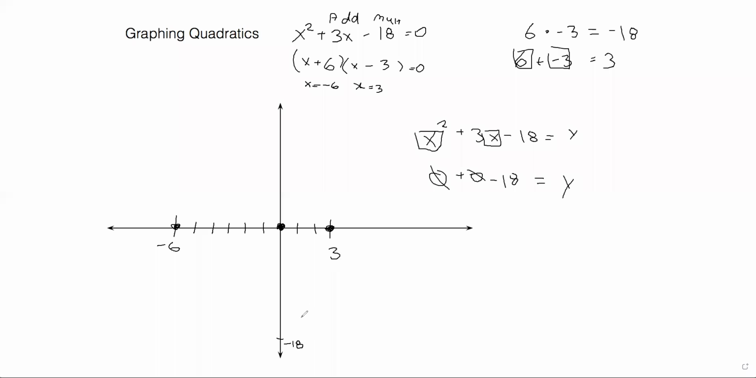So we have when x is 0, y is -18, so we have a point right there. So the axis of symmetry is going to be exactly in between these 2 points. So if I wanted to make a number line right here, maybe a little bit better.